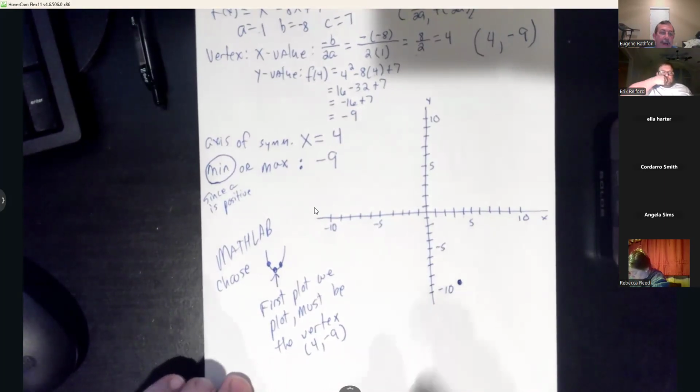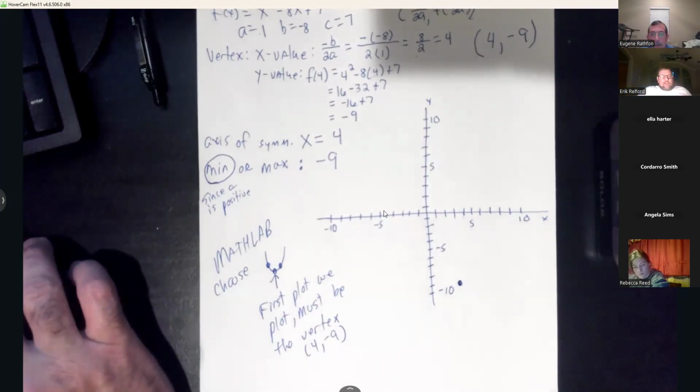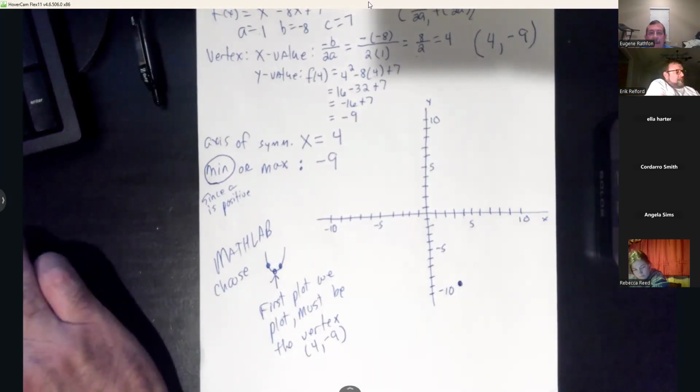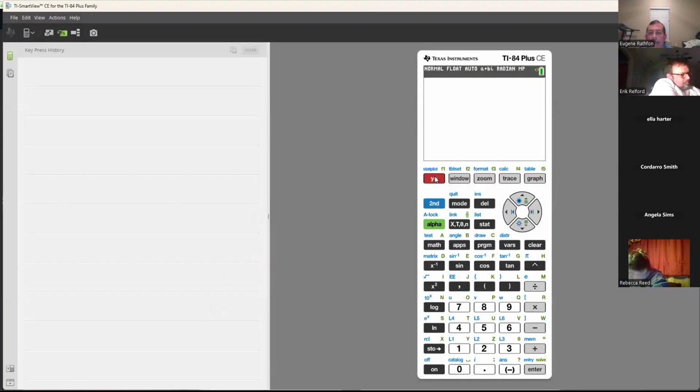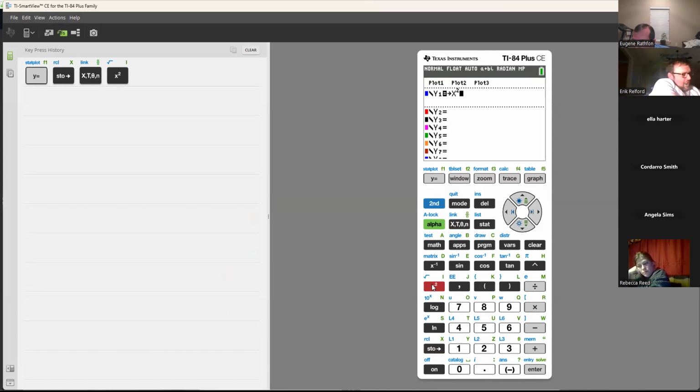That's the first point I got to plot. Now, I'm going to use my calculator to find 2 more points. Okay, so let me share that calculator. Go to y equals. Put our equation in, which was x squared minus 8x plus 7.